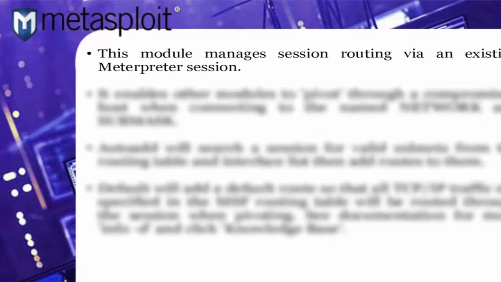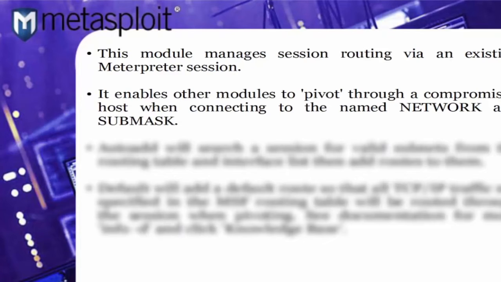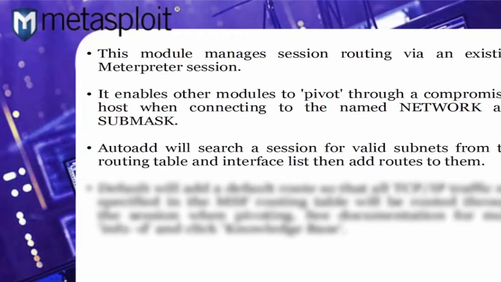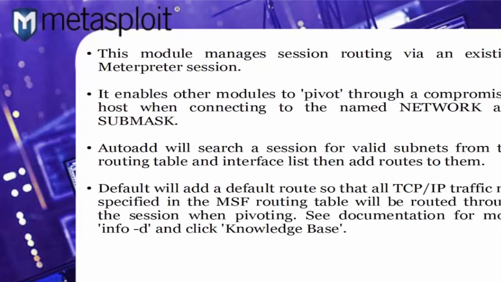This module manages session routing via an existing Metasploit session. It enables other modules to pivot through a compromised host when connecting to the named network and subnet mask. RouteAdd will search a session for valid subnets from the routing table and interface list, then add routes to them. Default will add a default route so that all TCP/IP traffic not specified in the MSF routing table will be routed through the session when pivoting. See documentation for more info: use -t and click knowledge base.